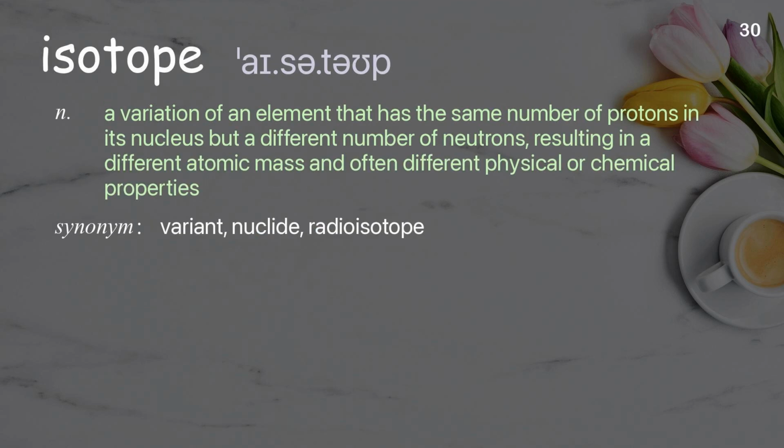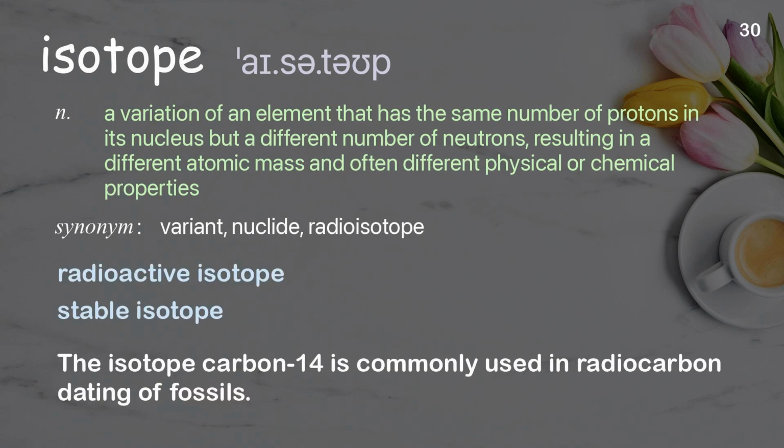Isotope. A variation of an element that has the same number of protons in its nucleus, but a different number of neutrons, resulting in a different atomic mass and often different physical or chemical properties. Examples: radioactive isotope, stable isotope. The isotope carbon-14 is commonly used in radiocarbon dating of fossils.